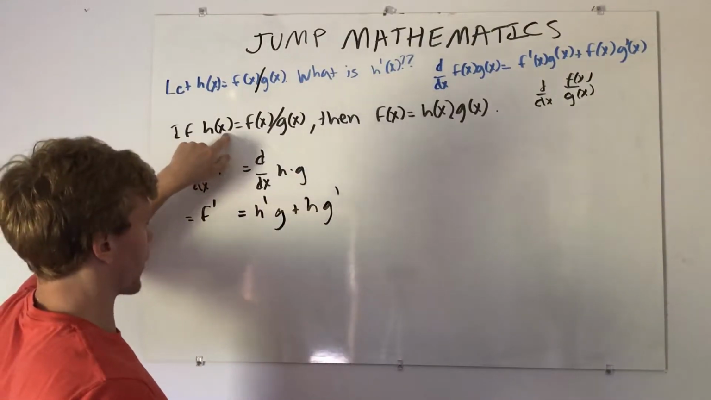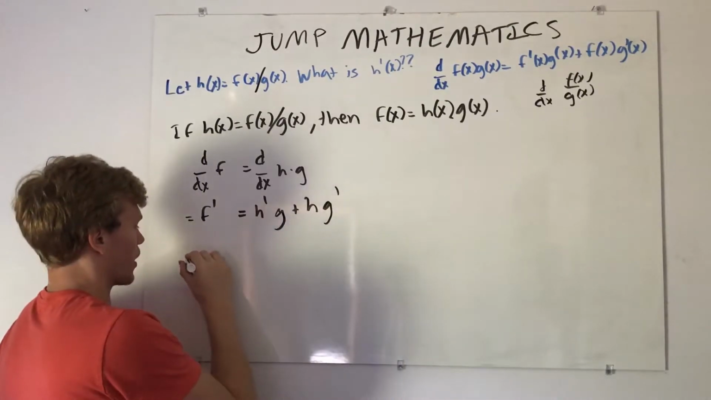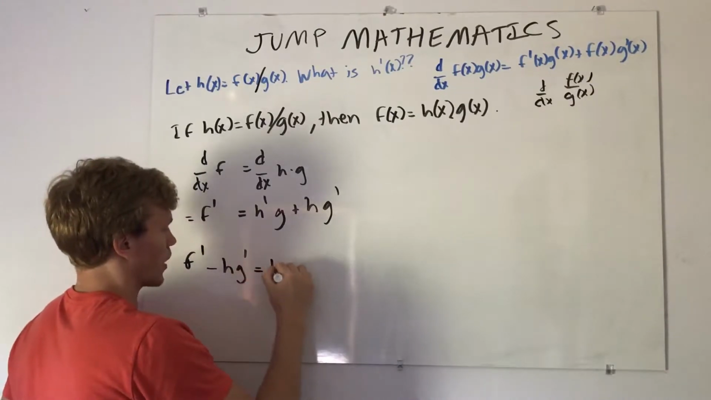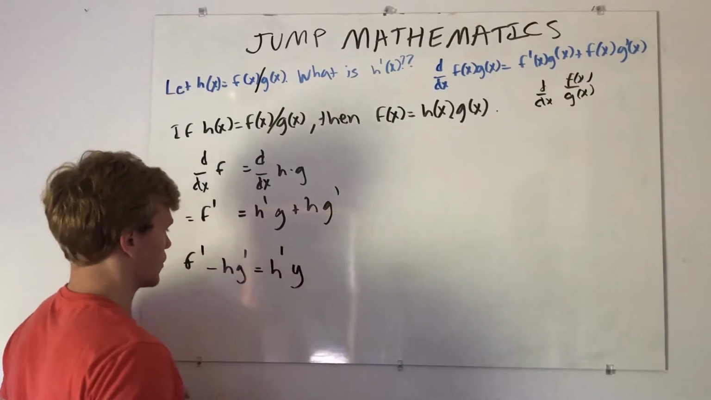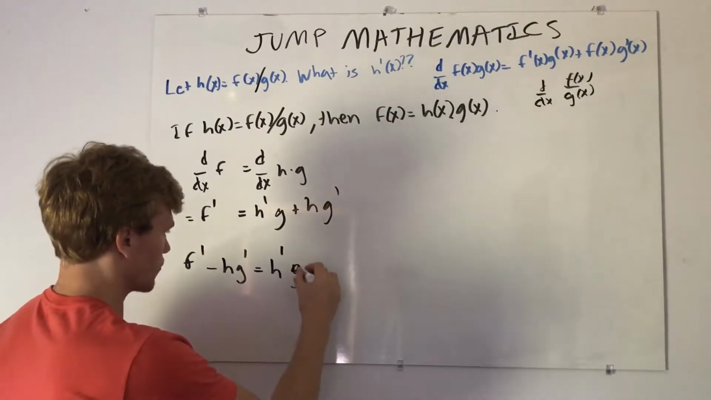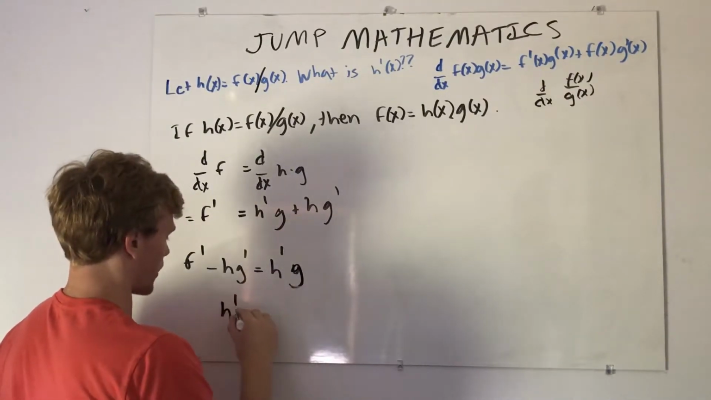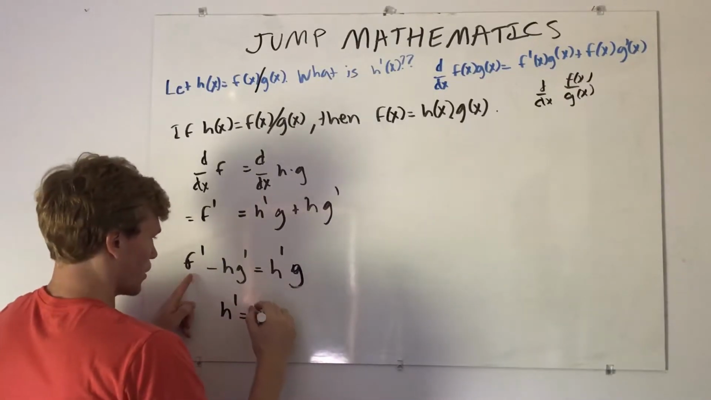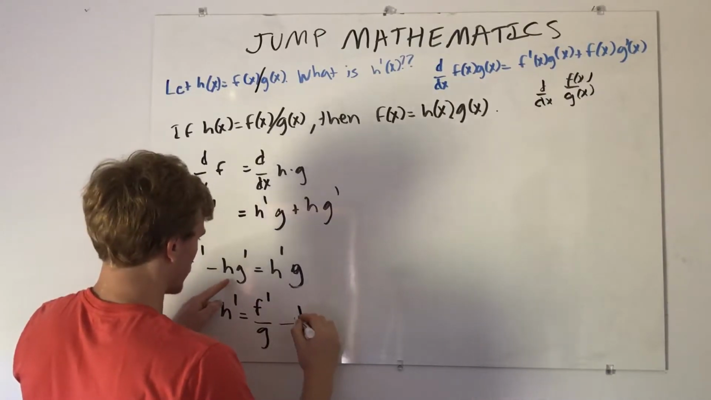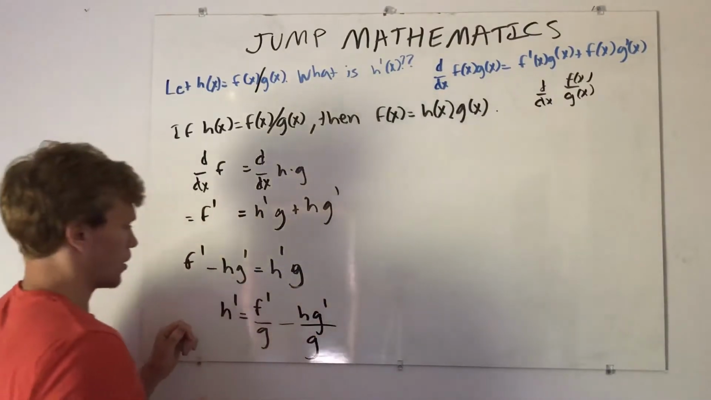We want to calculate what h prime is, so the first thing we're going to do in order to solve for h prime is subtract this. We get f prime minus h g prime equals h prime g. Then we're going to divide both sides by g, and we get h prime equals f prime over g minus h g prime over g. Okay.